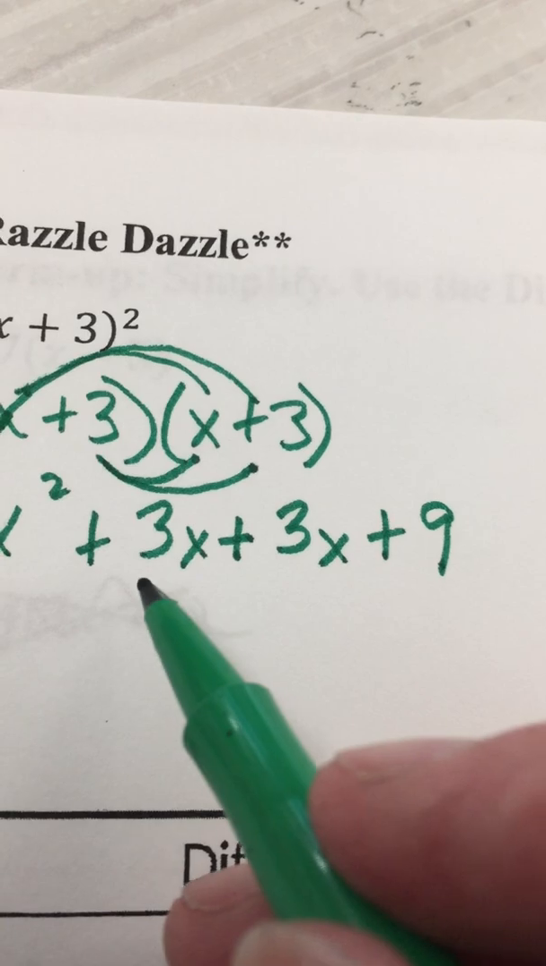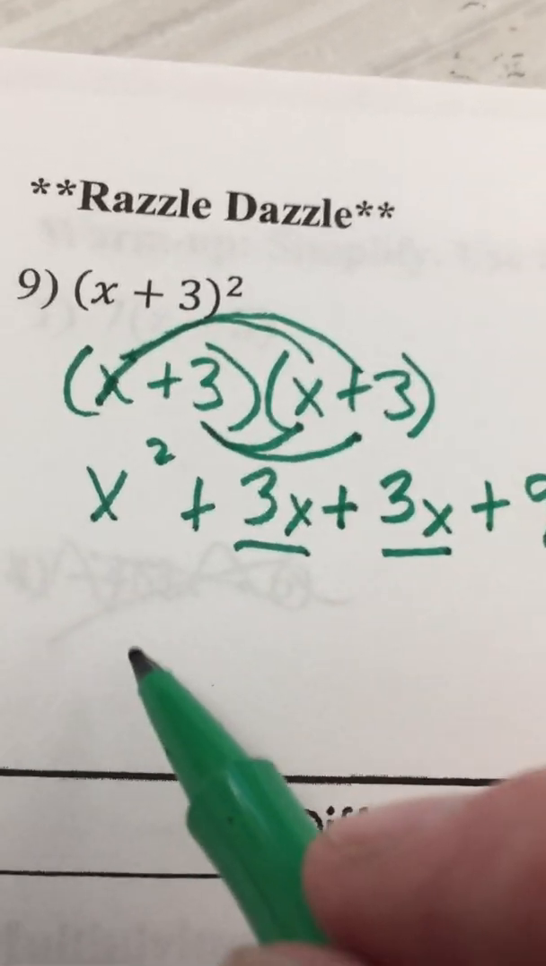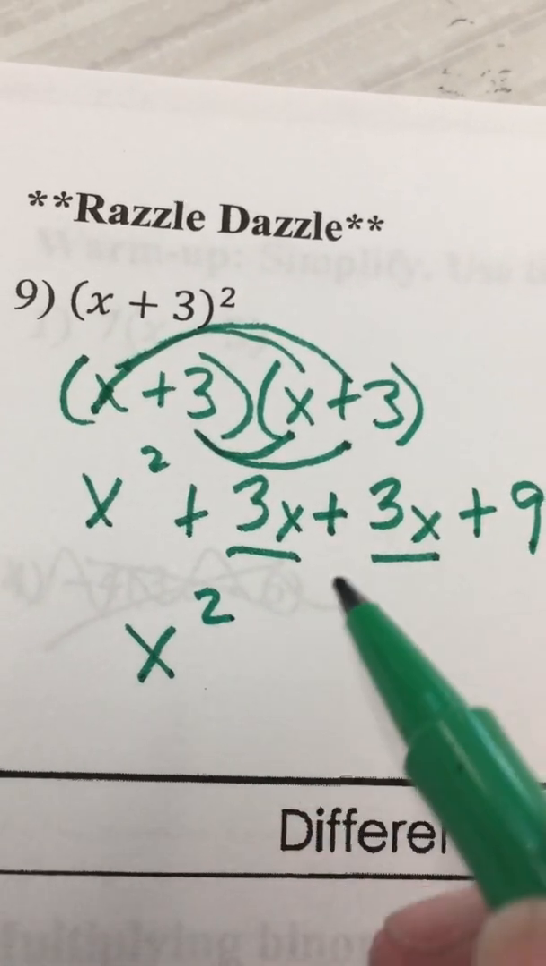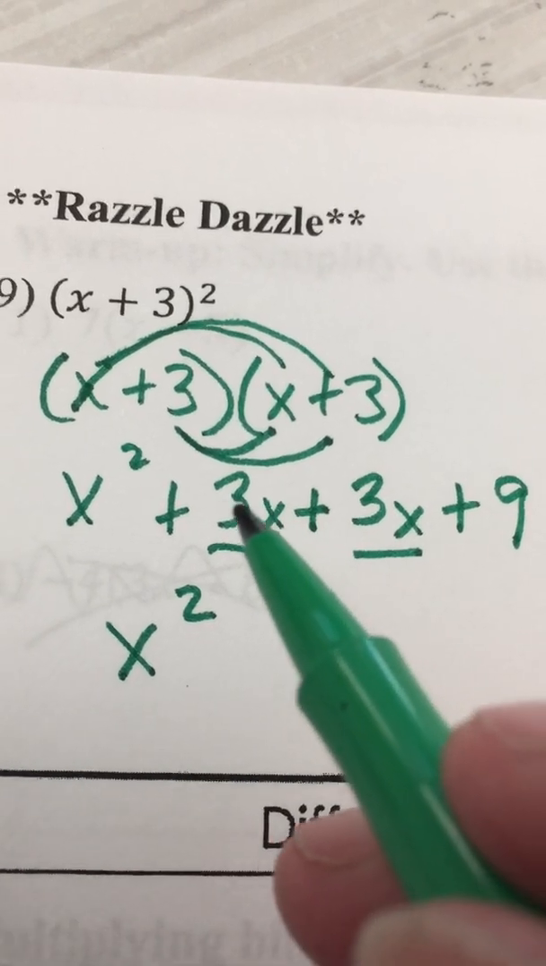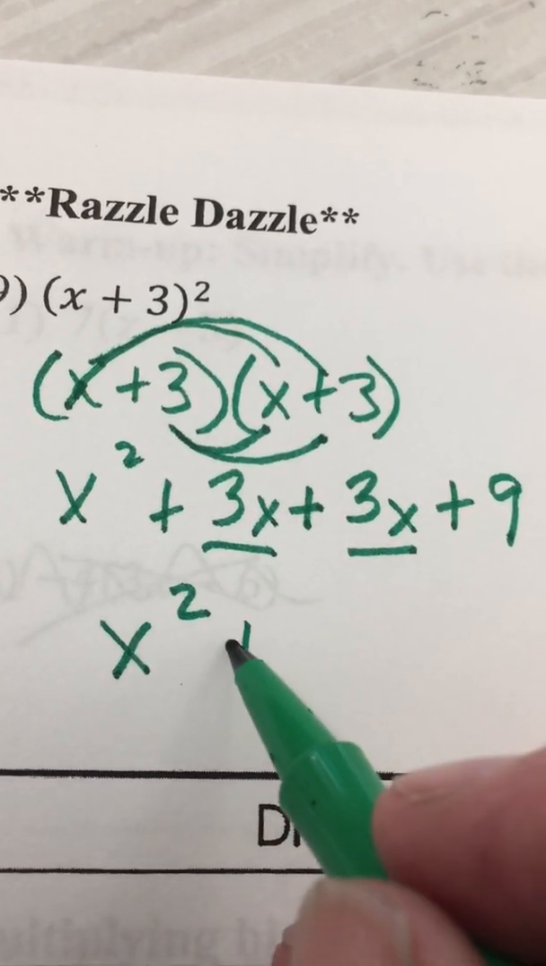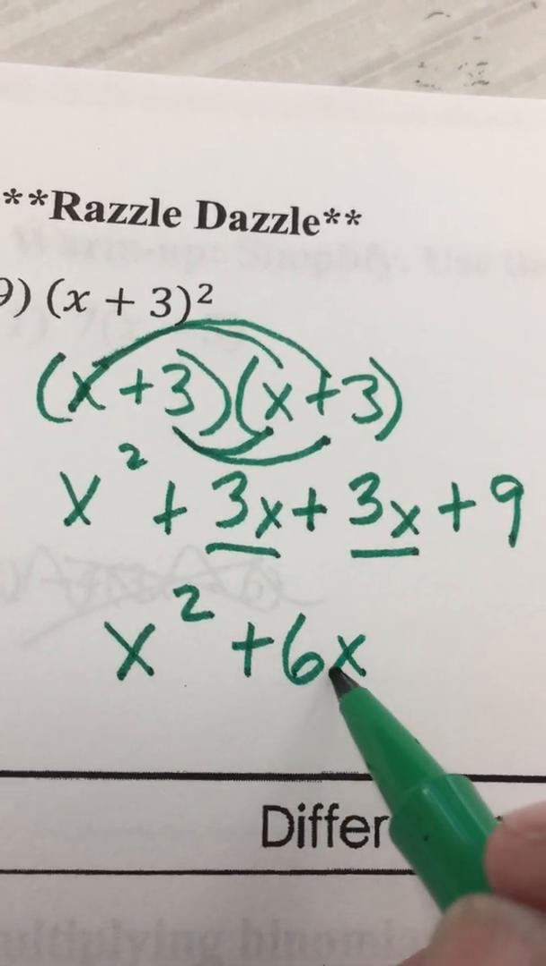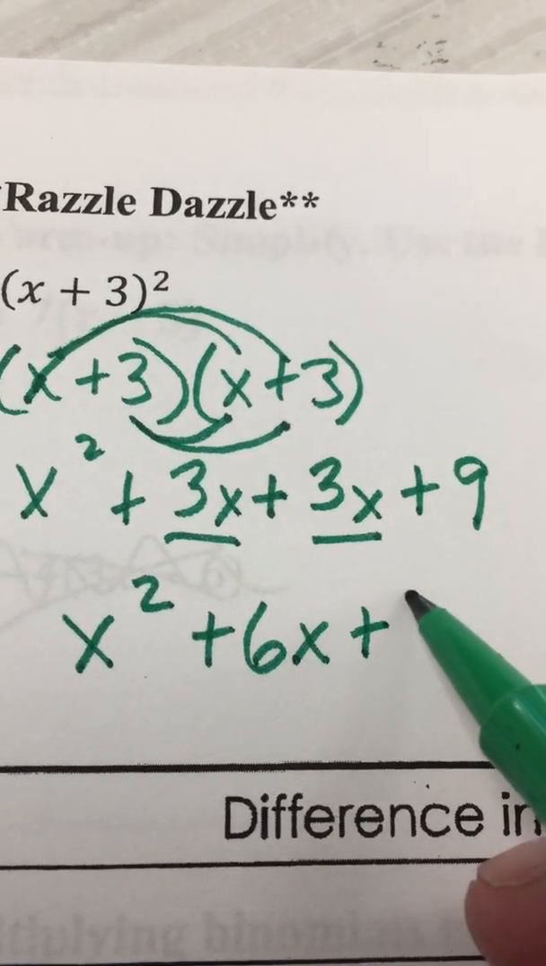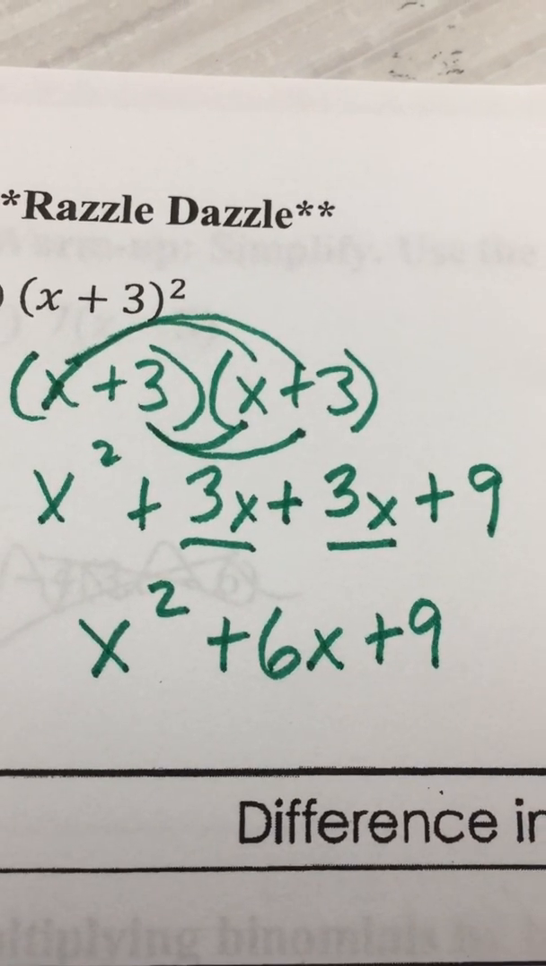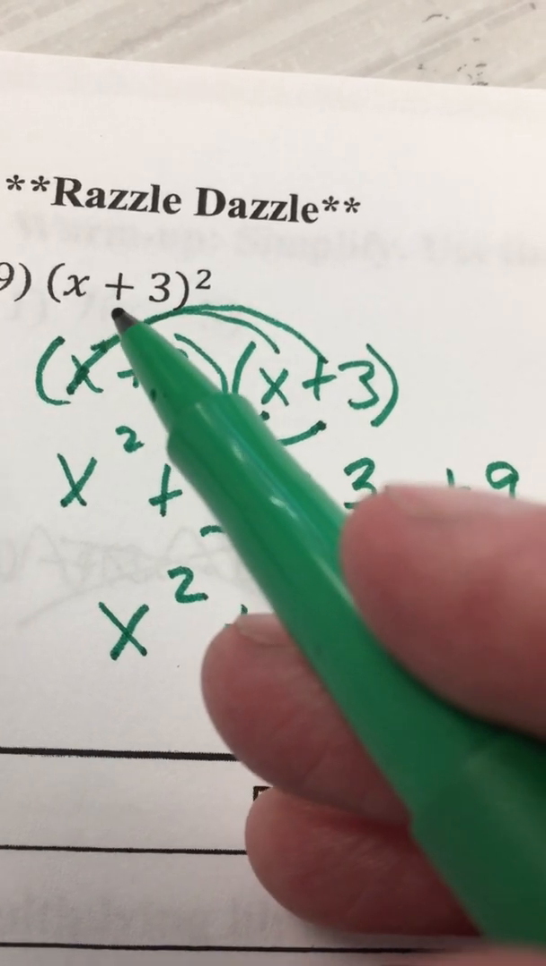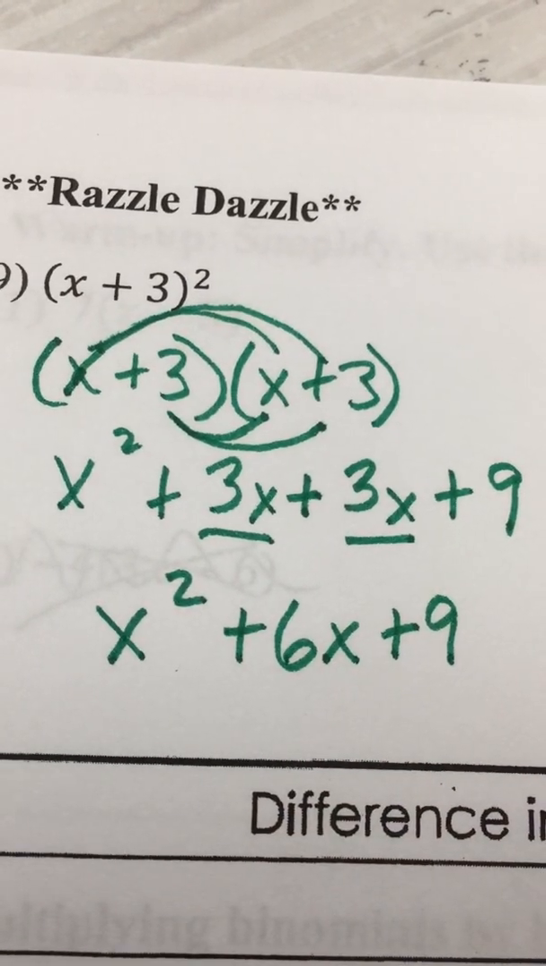The two middle ones, the x's, go together. They are like terms. Kind of gets to be kind of a broken record after a while. We're combining like terms, so 3 somethings plus 3 somethings is 6 somethings. Do not change my somethings. And there's my plus 9 on the end. So x squared plus 6x plus 9 is the same as x plus 3 in parentheses, all being squared.